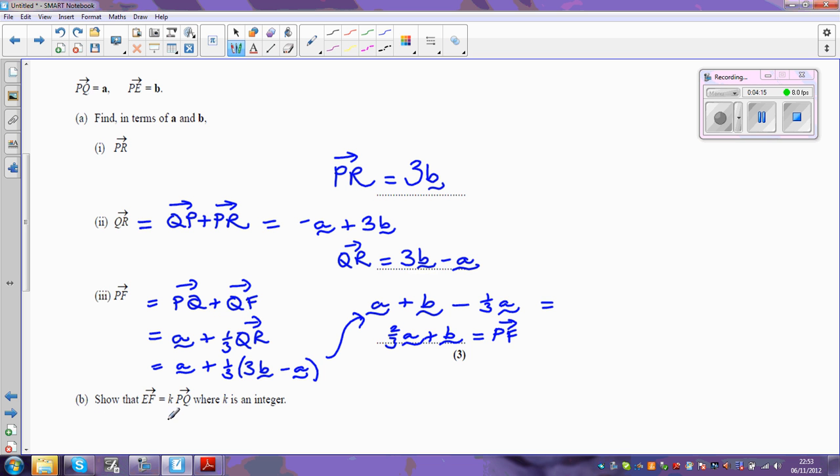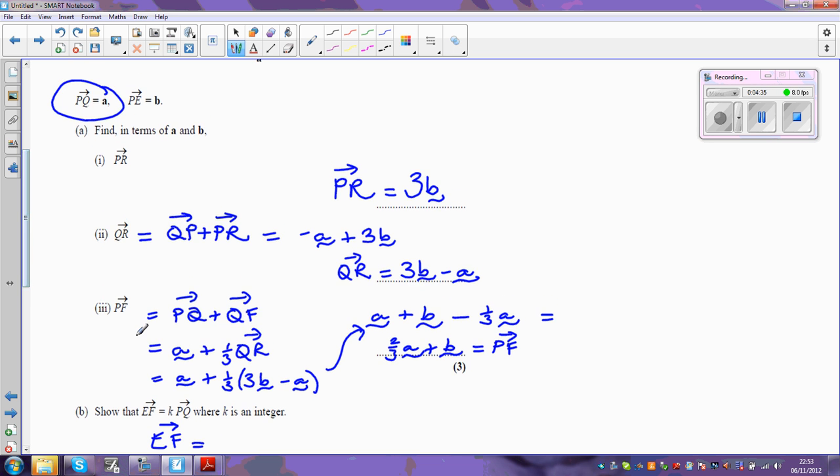Okay, right, last part. We've now got to show that EF is KPQ. Okay, so we already know PQ. PQ is just the vector A. So it's fairly obvious that what I need to do now is find the vector EF. So let's have a look at how I could find EF, bearing in mind that I've got PF already.